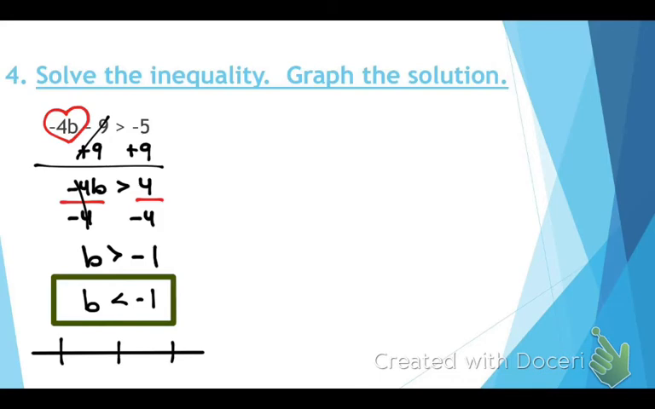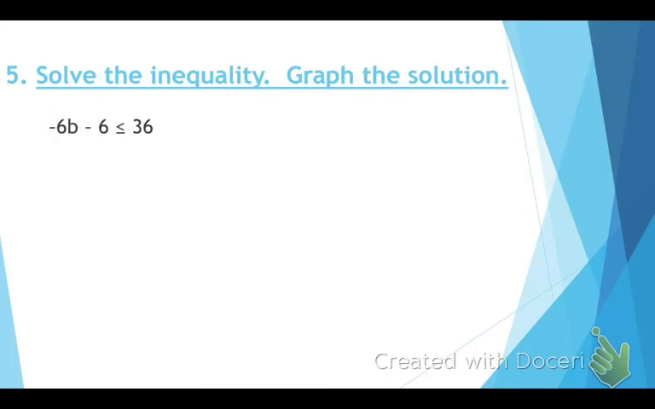All right, what number goes in the center? -1. What's one smaller? -2, and one bigger. Open or closed circle? And the answer says all solutions are less than -1. That means it should go to the left because that is the less than side.